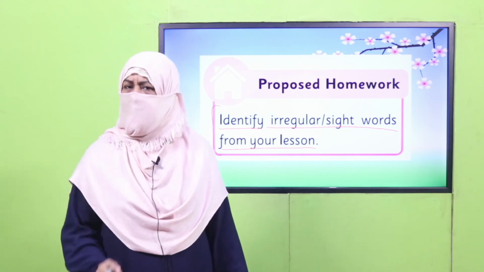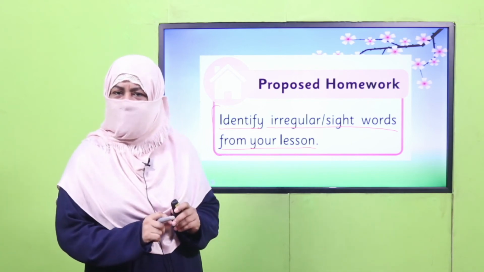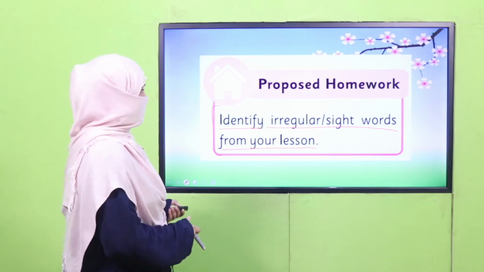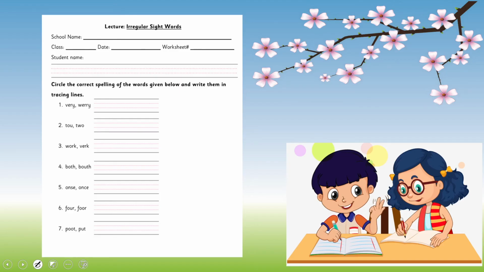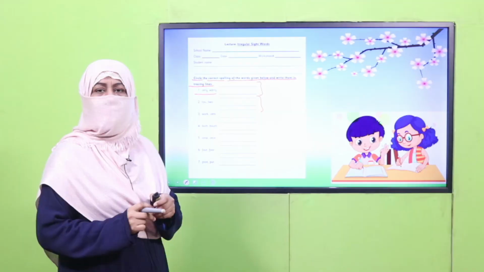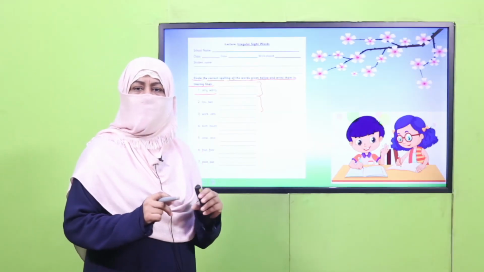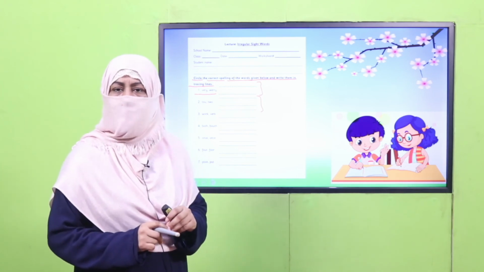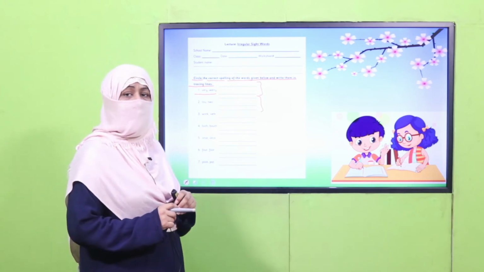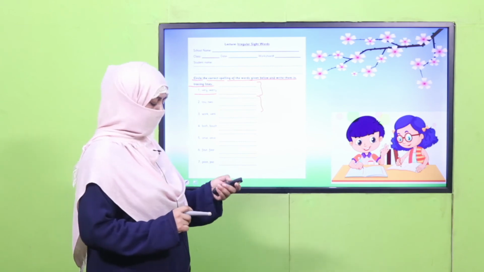Yes, my dear children, are you done practicing irregular sight words? That's good. So I'm giving you an additional worksheet. You will circle the correct spelling of words given below and write them on the tracing line. There are two words, one is correct, one is wrong. So you will say it and you will write over here. I hope you will enjoy practicing. The PowerPoint presentation, lesson plan and worksheet links are given in the description box. Click the link, download it and give a printed worksheet to my students for practice.